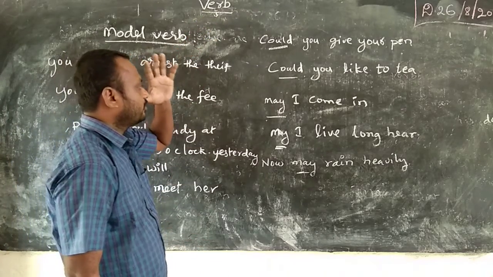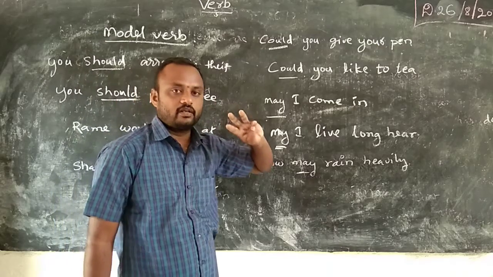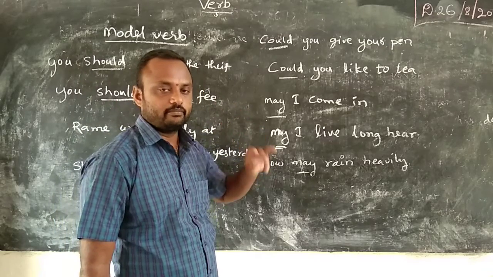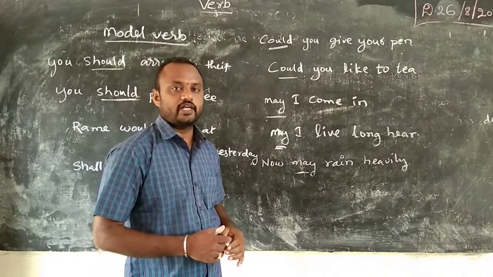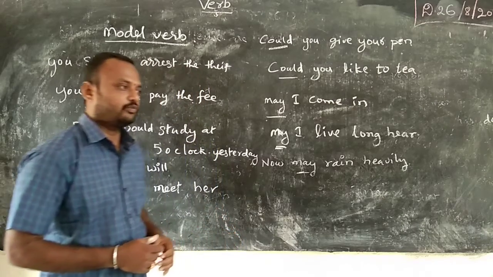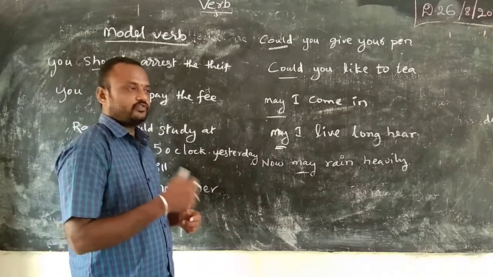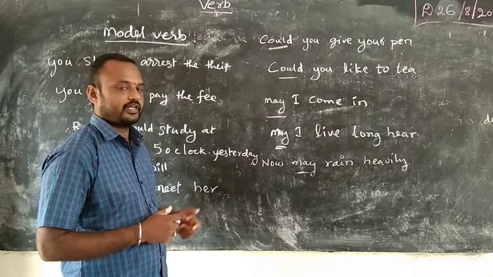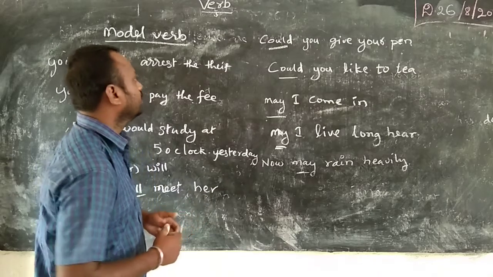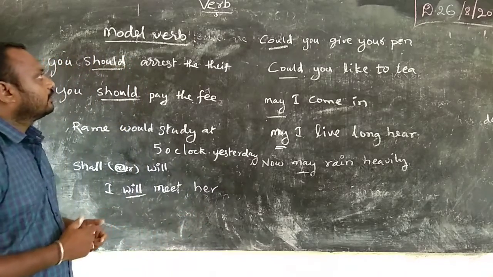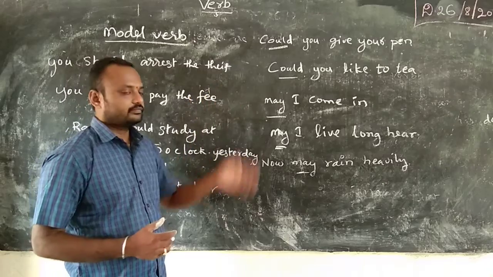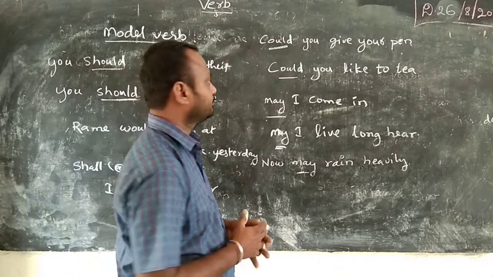What are the modal verbs? Can, could, may, might, would, shall, should. These words are used for the mode of an action or main verb. We can see examples here.